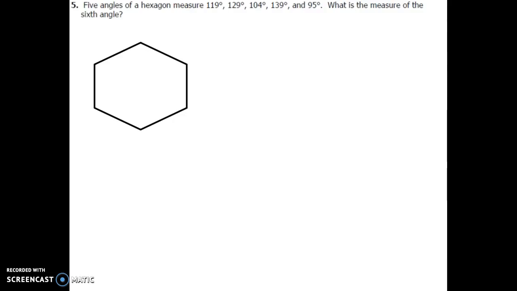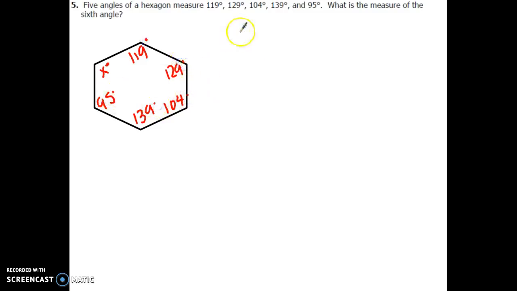So number 5 says 5 angles of a hexagon measure 118, 129, 104, 139, and 95 degrees. What is the measure of the 6th angle? You, of course, do not need this hexagon because we have our formula, but just kind of letting you guys see a visual. So basically, you have your 6 angles. This is 119, 129, 104, 139, and 95, and we are looking for this degree measure. We're looking for our 6th angle.